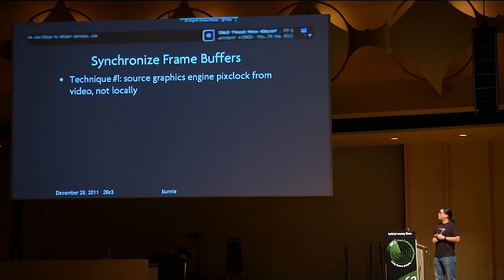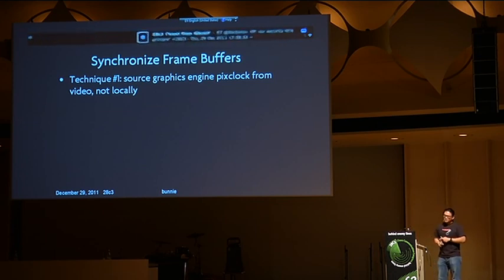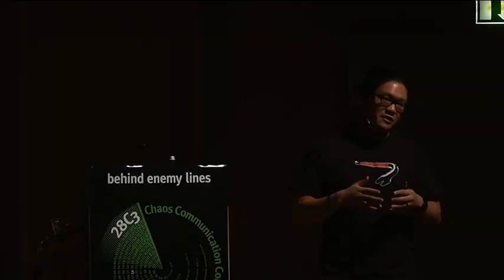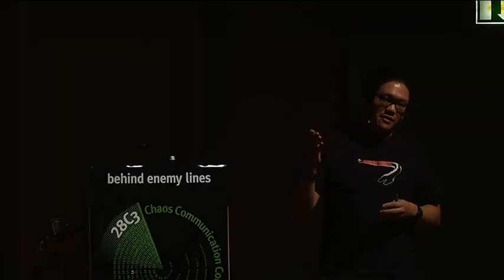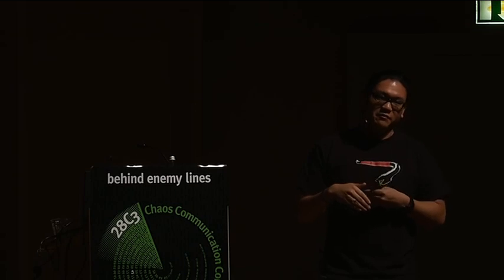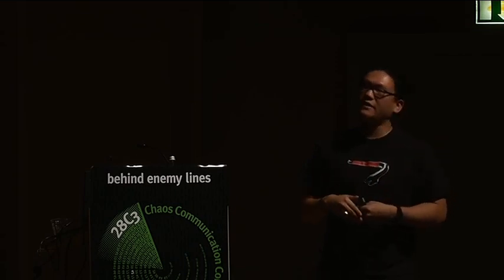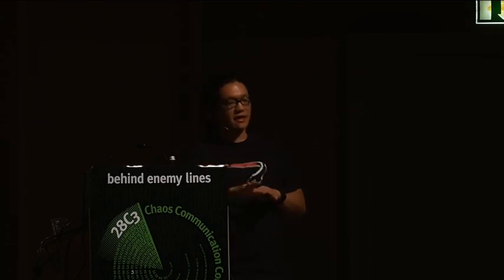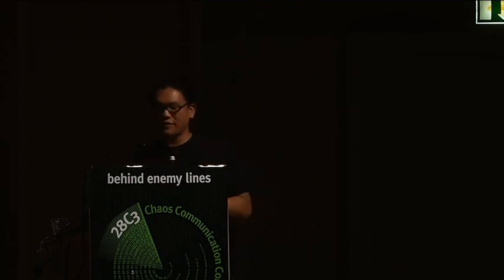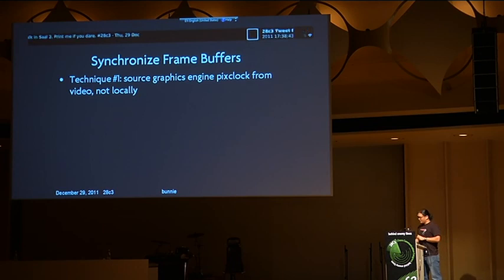First, we don't use the local pixel clock to clock the LCD controller on the SoC. We take the pixel clock from the incoming video and feed that back into the processor and say, here's your clock. That gets rid of entirely all of the clock drift issues and PLL drift issues that you can have. It's a very convenient thing that helps solve a lot of the problems.